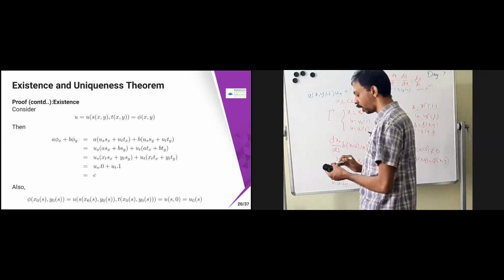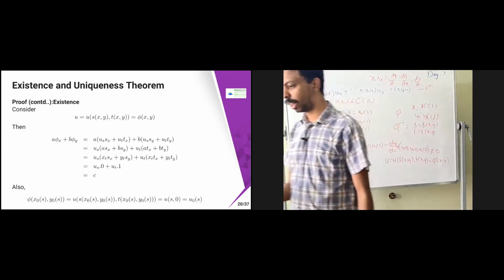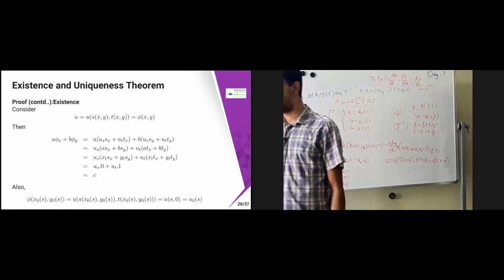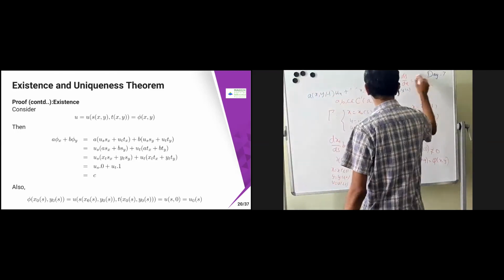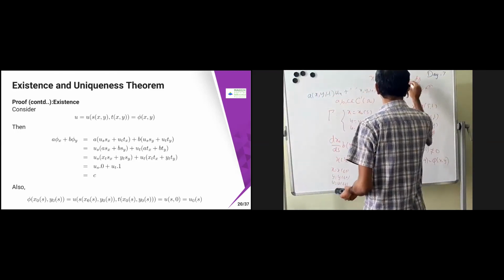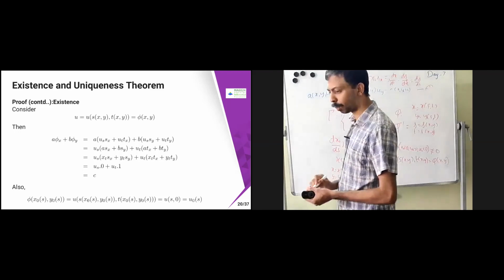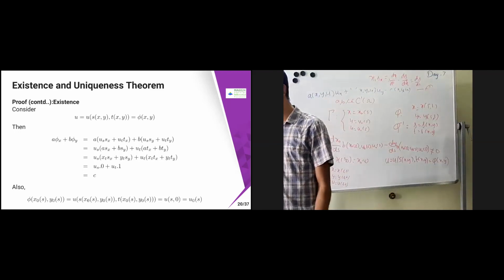So ds/dt, but s and t are independent of each other. Therefore ds/dt is going to become 0. The plus term will come, so that is going to be ds/dt, and that becomes 0. Only the other side will remain.